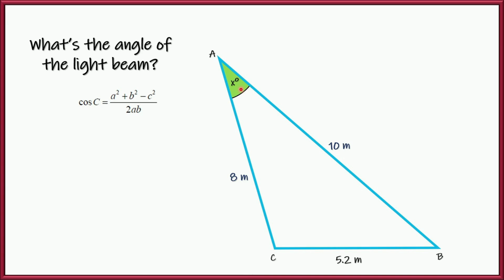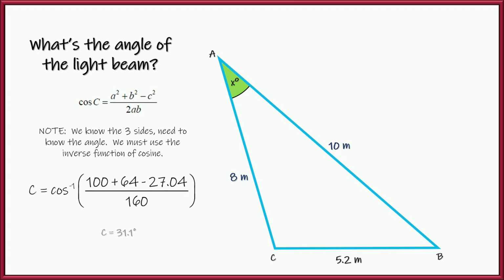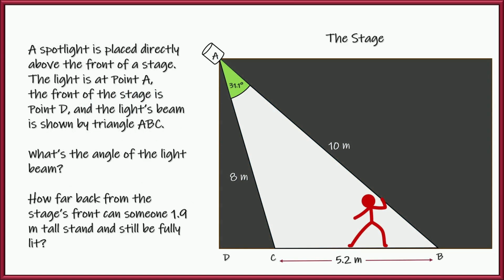The only thing we have to be careful of is that the unknown angle is opposite the side 5.2. So 5.2 is going to be c. When we plug everything in, it's going to look like this: 10 squared plus 8 squared minus 5.2 squared, divided by 2 times 10 times 8. Plug that all into the calculator, and you get 31.1. So we know our angle is 31.1 degrees. Hopefully that wasn't too bad.